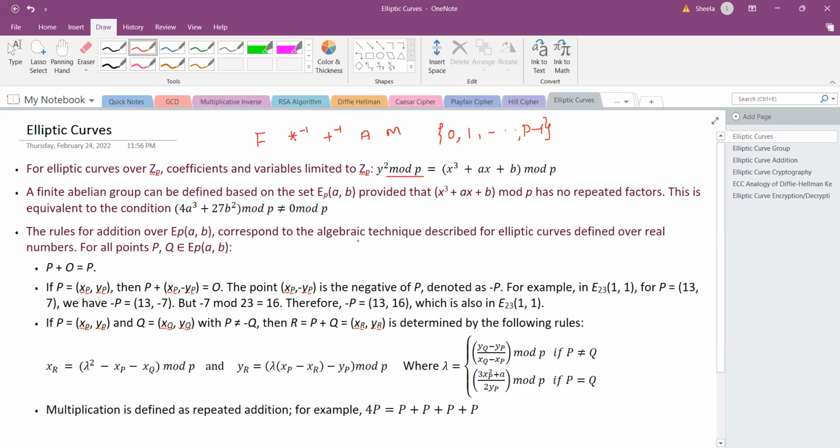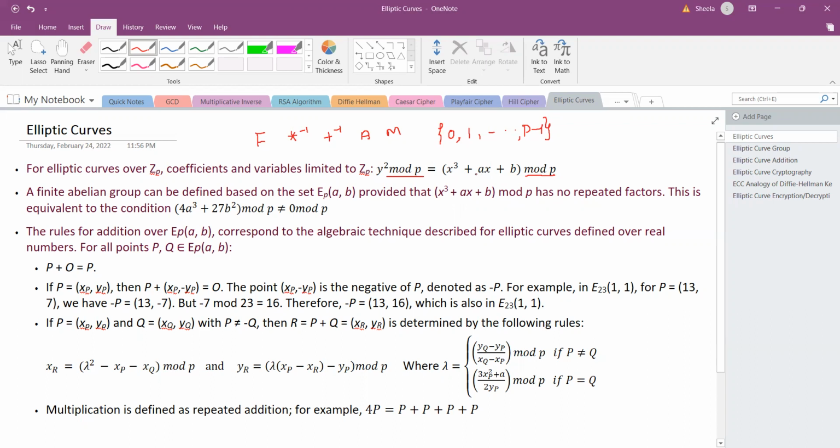Now, the general expression considered for an elliptic curve over ZP is y square mod P equals x cube plus ax plus b mod P. Why do we take mod P? So that we get all the elements within the range 0 to P minus 1. So we consider mod P on both sides of the expression. Here x and y are the coordinates, and they will vary from 0 to P minus 1.